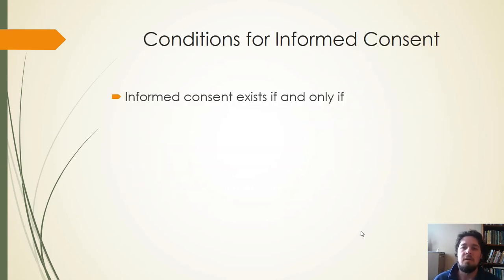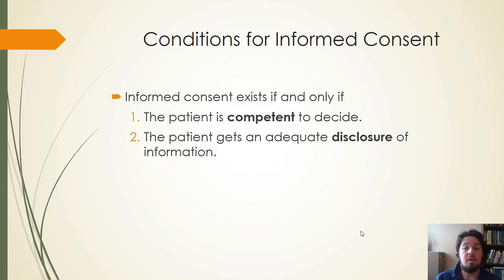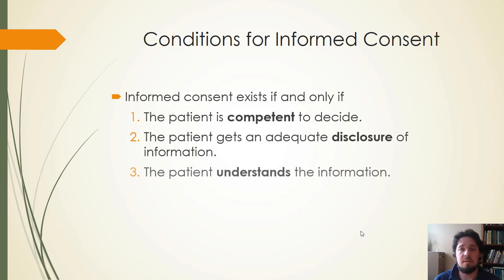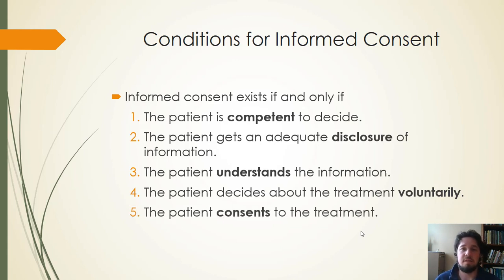So here are the conditions for informed consent. Informed consent happens if and only if the patient is competent, so the patient has to be competent. The patient gets adequate disclosure of information, so the patient needs to get enough information for that consent to be informed. The patient actually understands the information. Now, it's up for debate how much they are able to understand it in order for it to be informed. The patient decides the treatment voluntarily, and obviously the patient consents to that treatment. So these are the conditions that need to be in place for it to be considered informed consent.